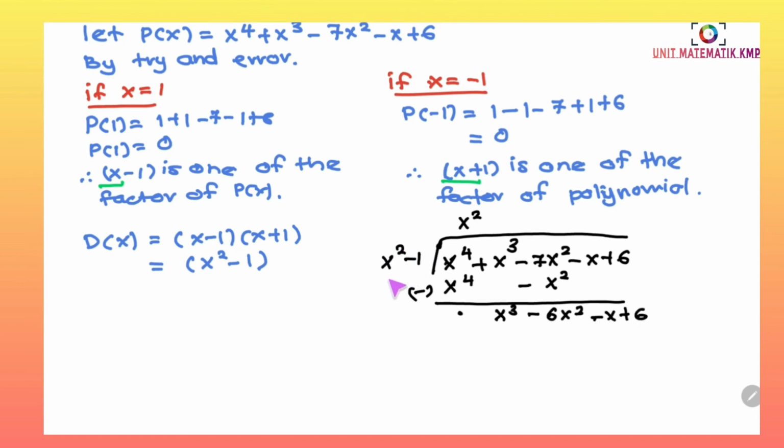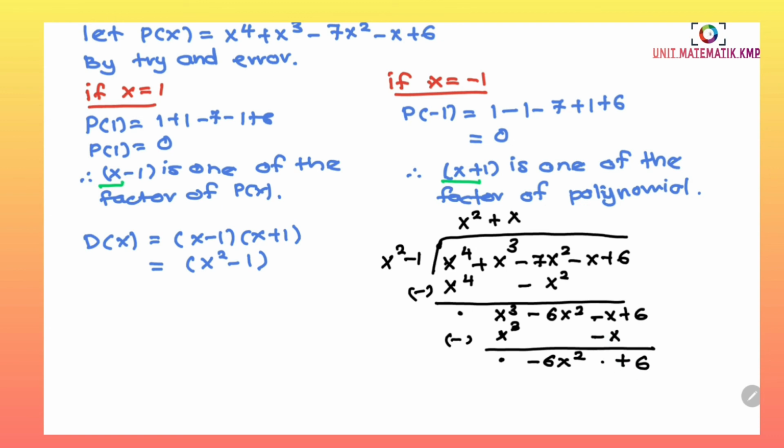So x squared times what equals x power 3? x squared times x, right? So here we have x power 3. x times negative 1 is negative x. Subtract, we have 0 here. Here is negative 6x squared plus 6, right? Negative x minus negative x is 0.